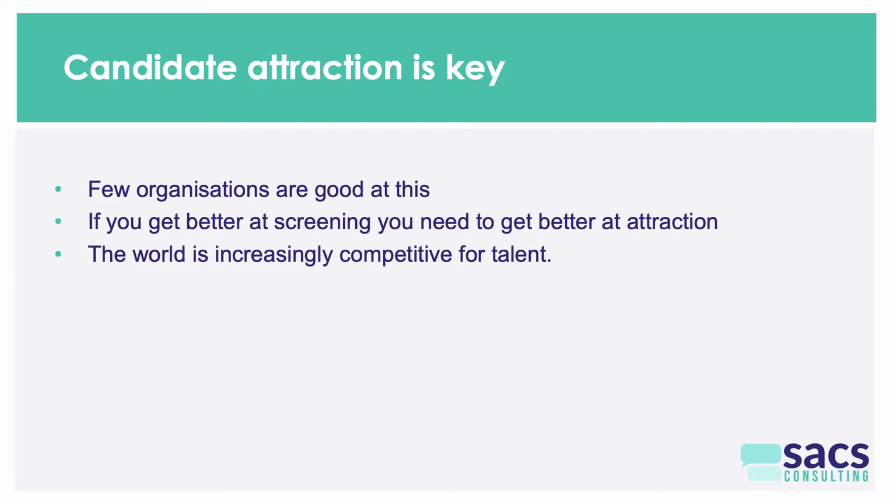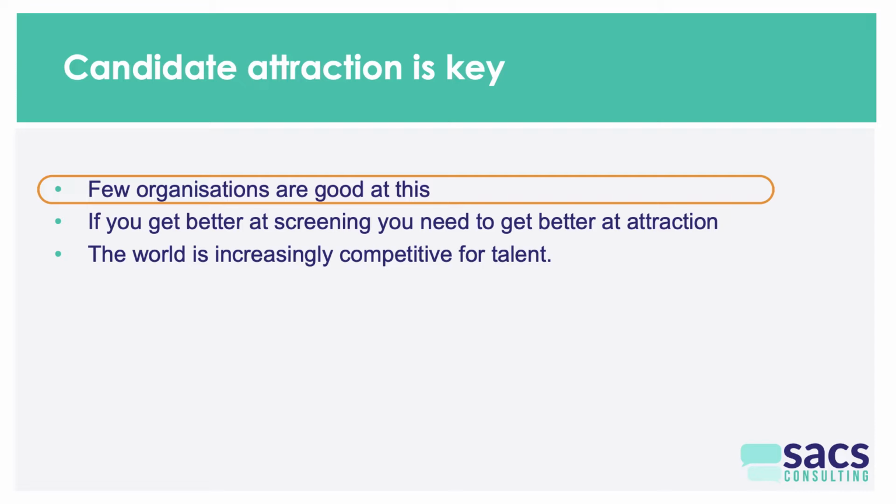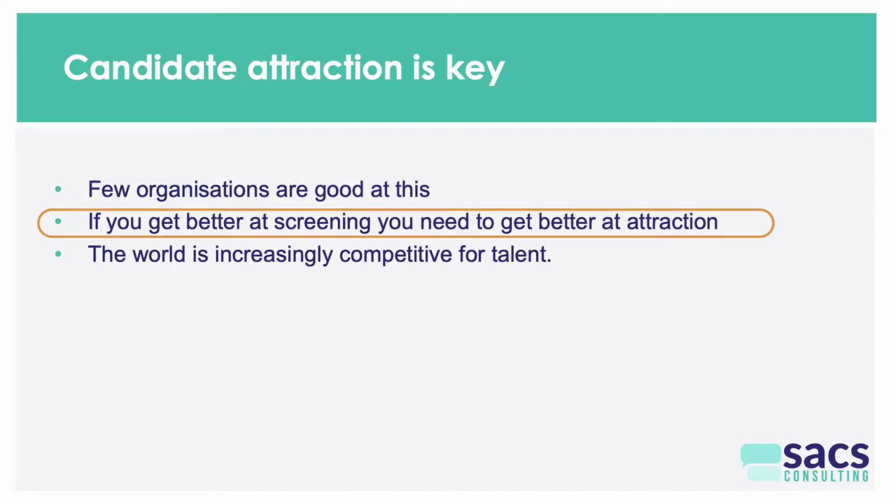And the way that we do that is by filling the ad with as many benefits as possible through a process called employee value propositions. So candidate attraction is key. Few organisations are really good at this, and certainly if you get better at screening, you'll need to get better at attraction. Later on in this series of videos, we'll be talking about some really contemporary methods of how to ensure that we don't hire the wrong people.